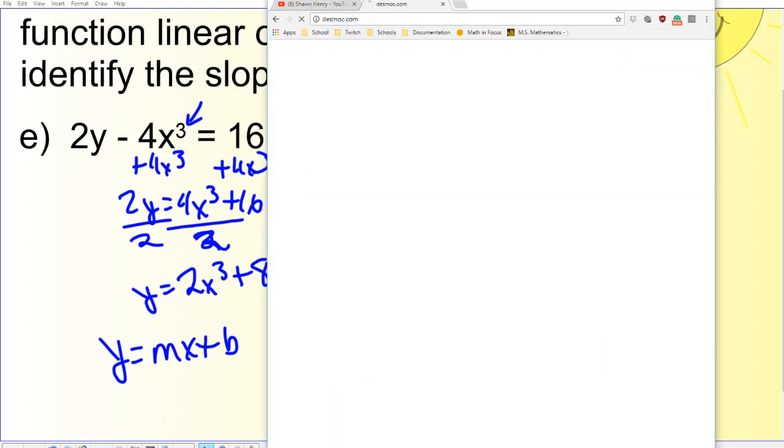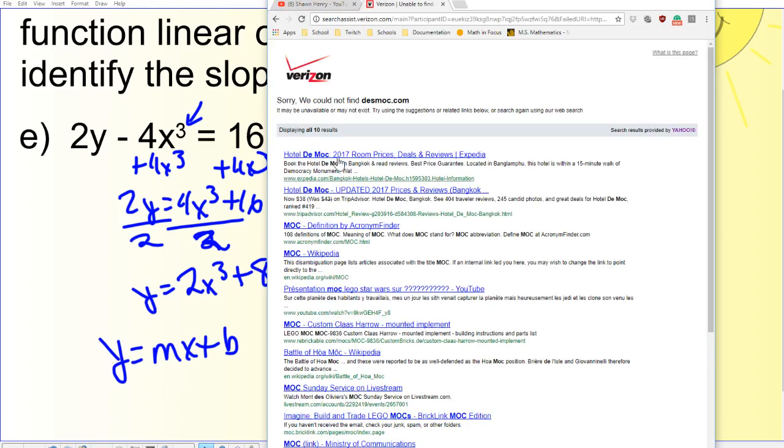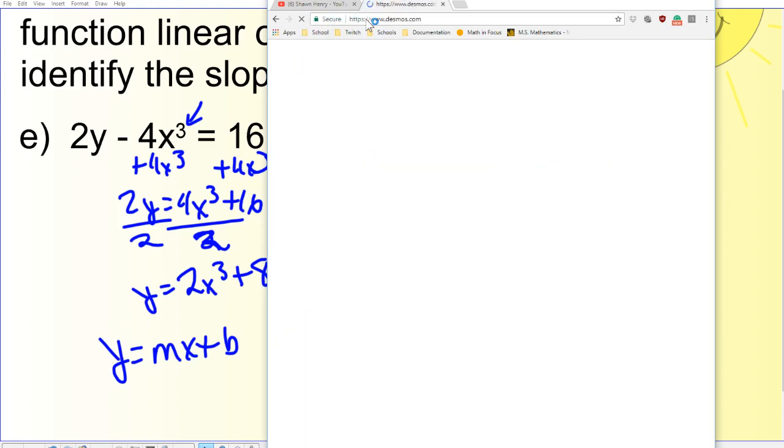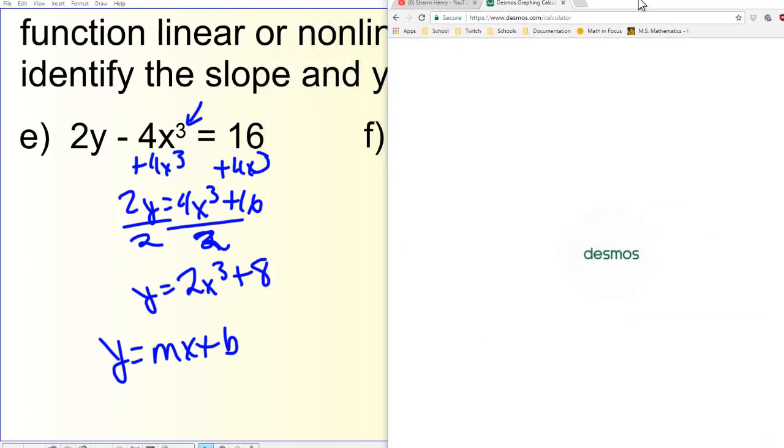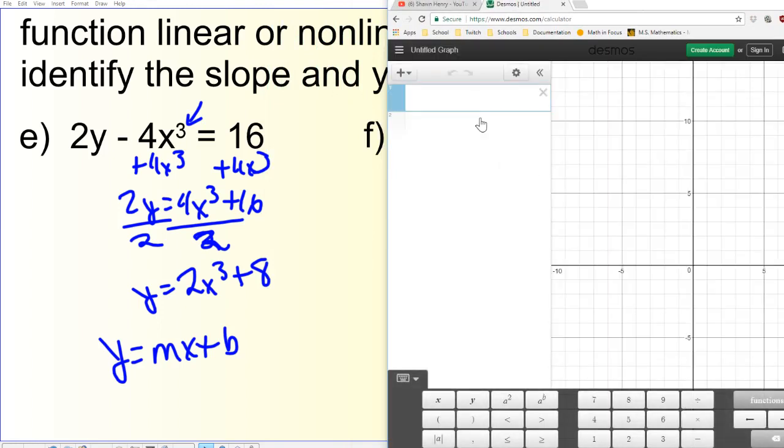If we go to Desmos here. Oops, that's not Desmos. We go to Desmos and I hit Start Graphing. And I type in y equals 2x to the 3rd power plus 8. It's nonlinear. Look at it. It's got this little curvy dude in it. This is nonlinear because of that exponent.